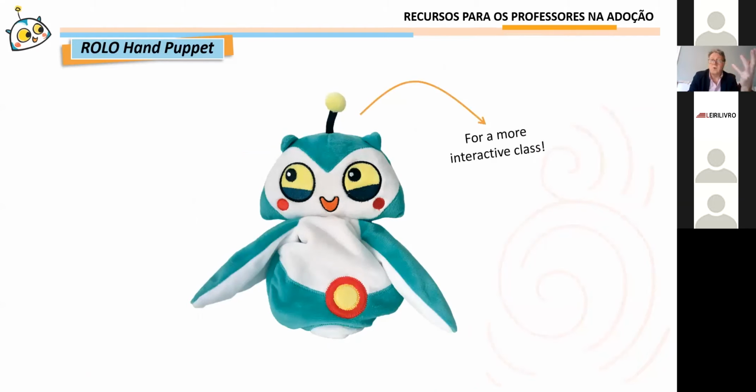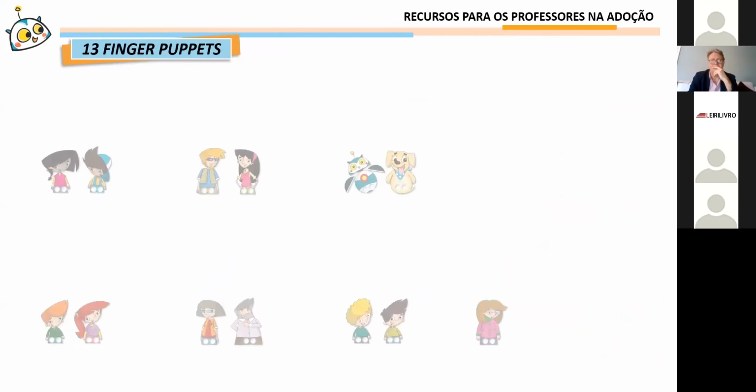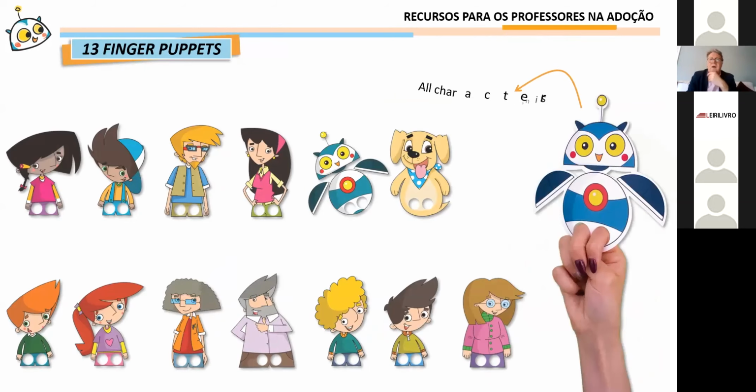And then you have ROLO the puppet for a far more interactive class. So wherever ROLO is engaged in the course, in the serializations, in the stories, in giving instructions and things, you can bring ROLO in and use him. You have 13 finger puppets. So all the key characters that come up in the story, you can have in your hand or put into children's hands.